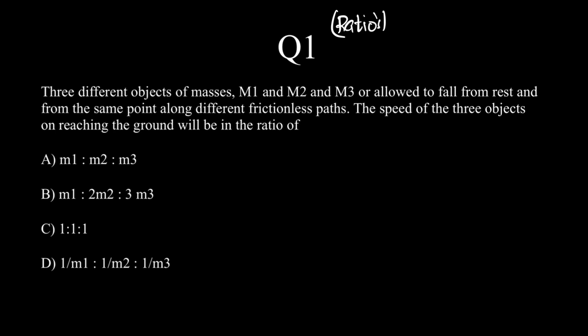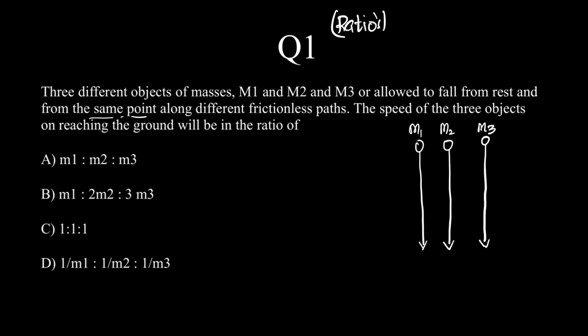So let us assume that there are three bodies here. So this is body 1. They are dropped from the same point, which is as equal as saying they are dropped from the same height. Now the weight of the first body is m1, weight of the second body is m2, and weight of the third body is m3.